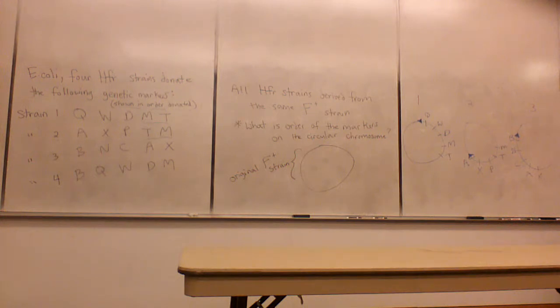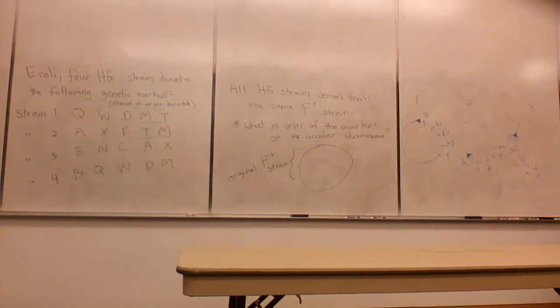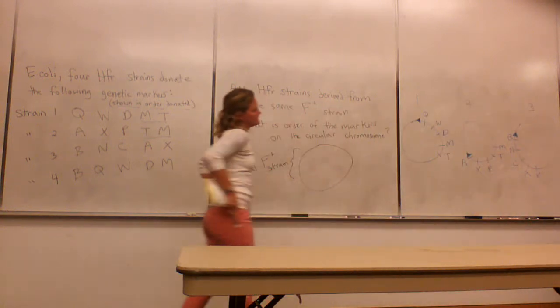Same thing for 4. Starts with B, E, and then Q is on there, W. And then around, so yeah, W, B, and N. And in this case, B is the first one. So that's how I do these problems.